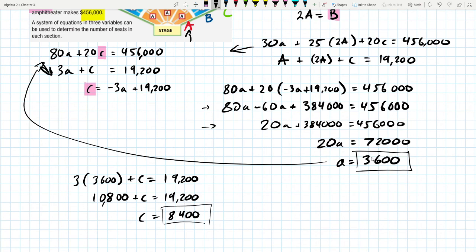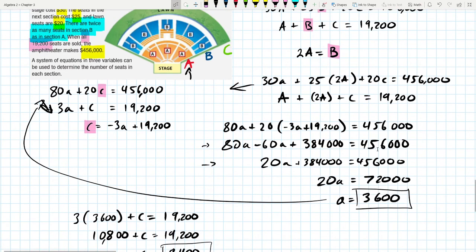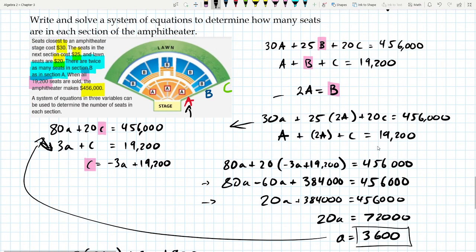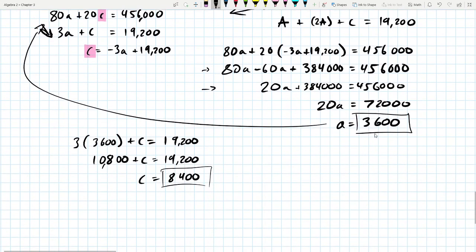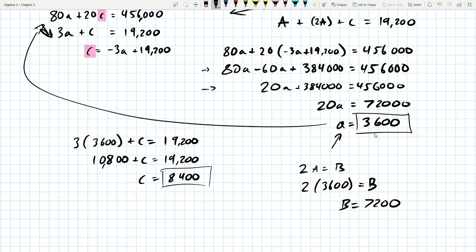And now I've got the second value there. I'm going to kind of just box that so I can find it again real quick. And hey, look at that. I also have this relationship 2 times A equals B. So I know what my A is. 2 times A equals B. So 2 times 3,600 equals B. B equals 7,200.